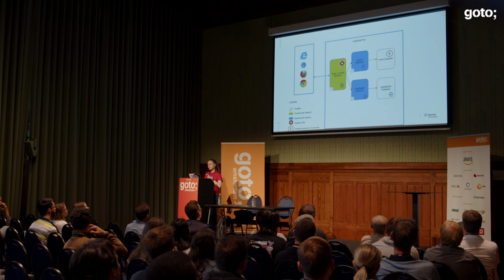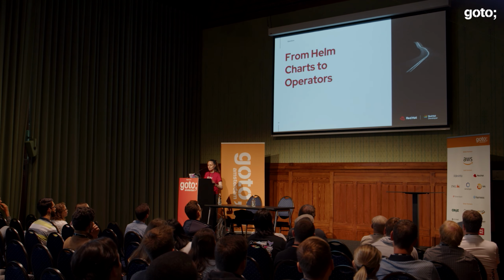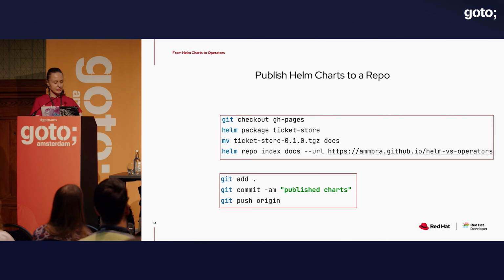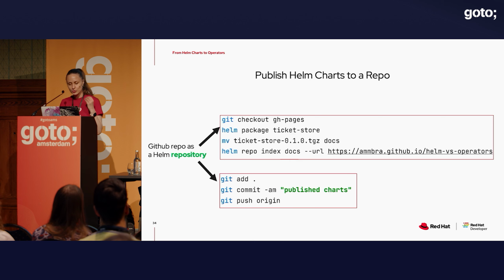This is just for the demo purpose and for the scope of it, because you can maintain the ticket store service easily with Helm charts as well. So it's just for demo. Now, from Helm charts to operators, how this was done, if you want to try it at home: I used GitHub as my Helm charts repo. So I pretty much packaged my ticket store and indexed it in my GitHub.